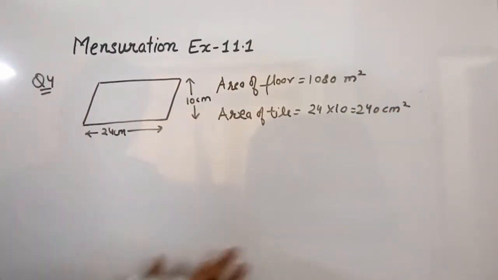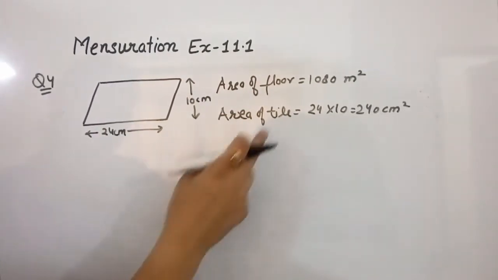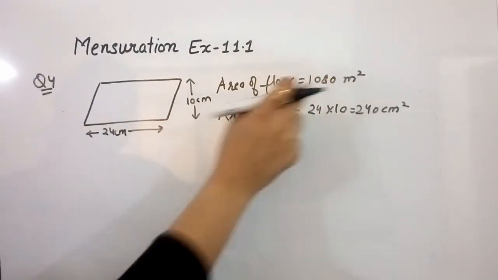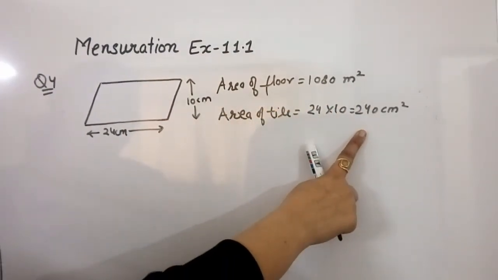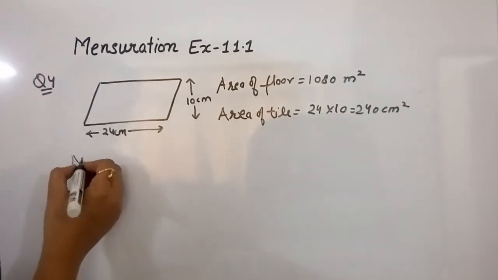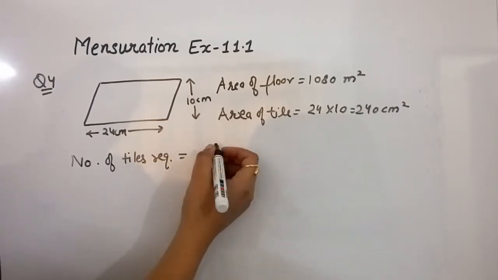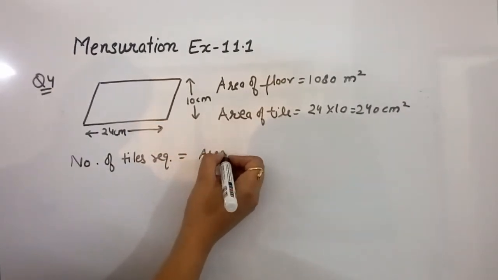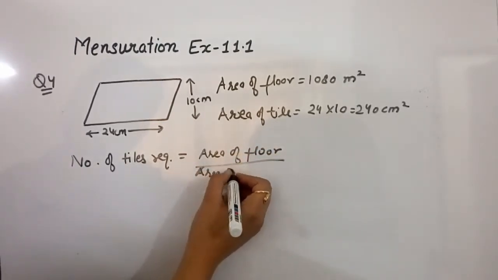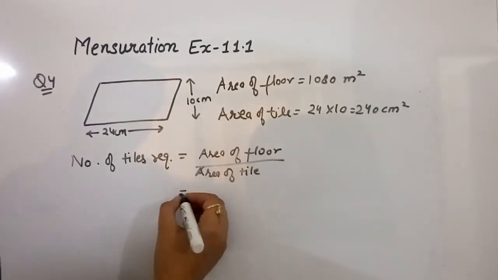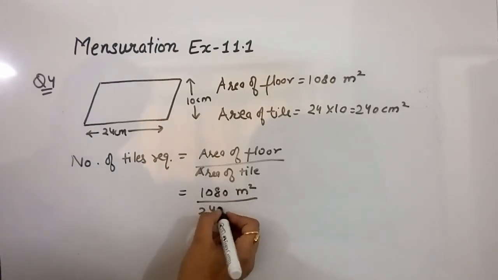Such tiles are put together to form a floor. We need to find out how many tiles are required to make a floor of area 1080 meter square. So if we divide this area of floor by this area of tile, we will get the number of tiles. So number of tiles required is equal to area of floor divided by area of tile. This comes out to be 1080 meter square divided by 240 centimeter square.